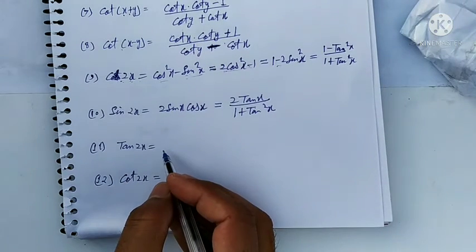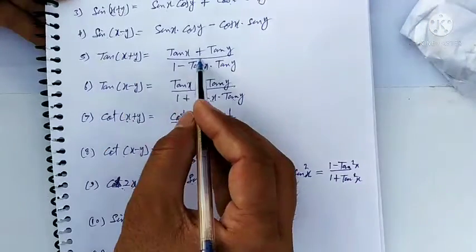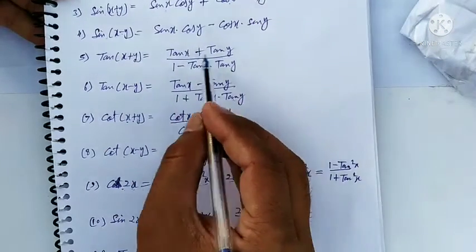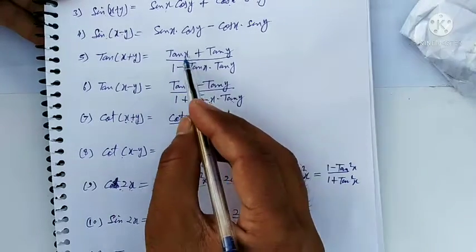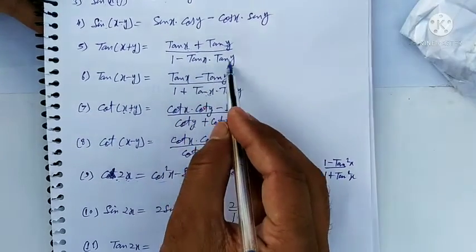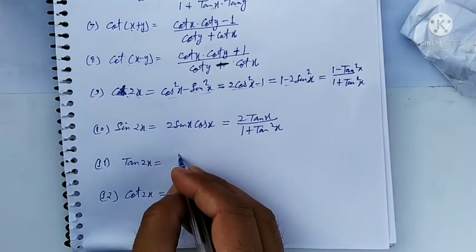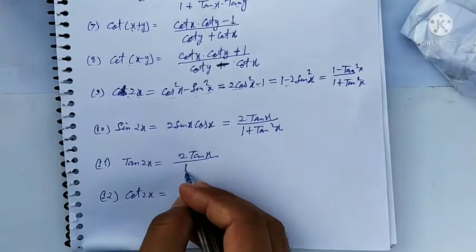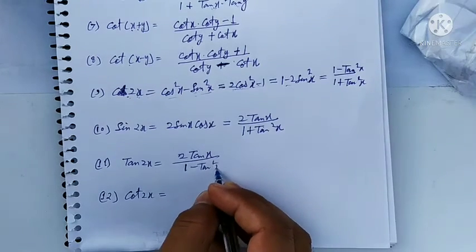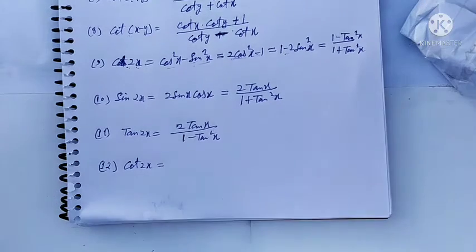Then how can you write the tan 2x formula? The tan 2x formula is very easy. It is based on the same tan x plus y. If you write tan x plus tan x, both angles are the same, so it changes into 2 tan x upon 1 minus tan square x. This is the formula you can write for tan 2x.